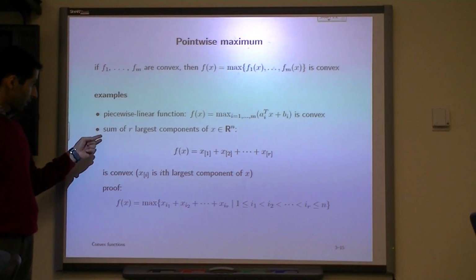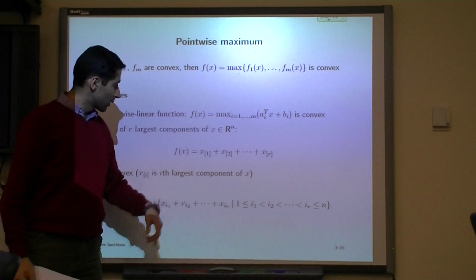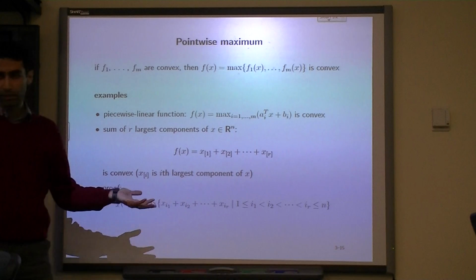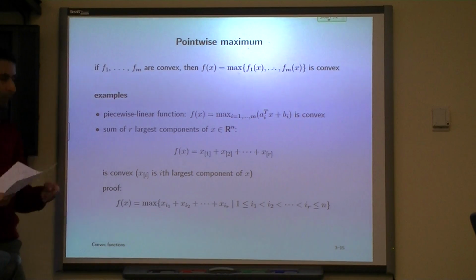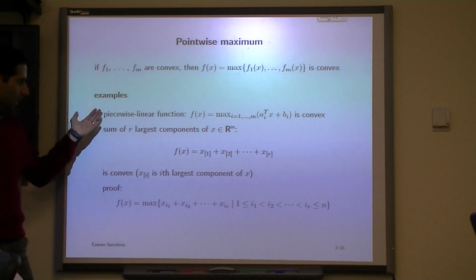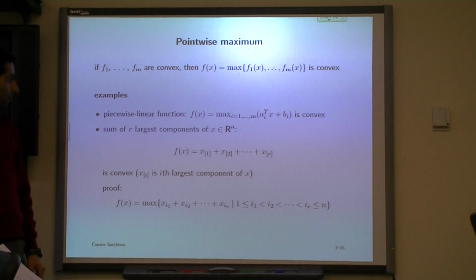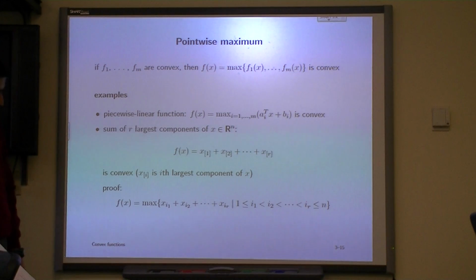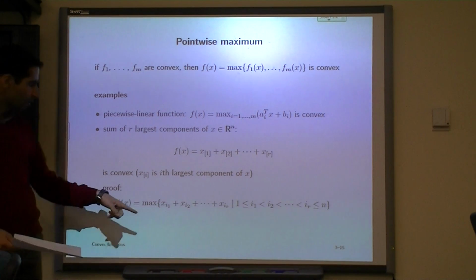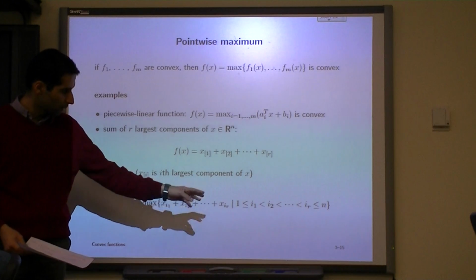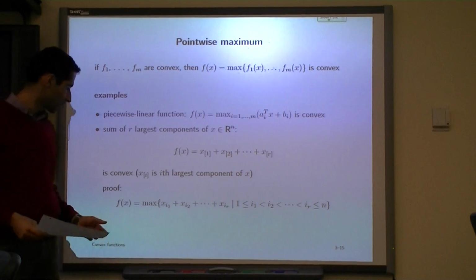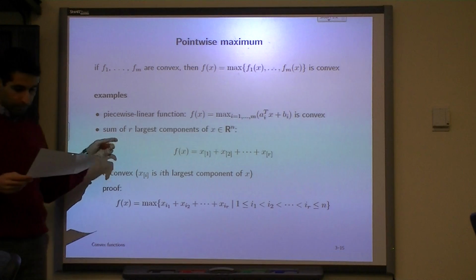And for x in Rn, if we have a function and we want to sum the, for example, five or ten largest components of that, it's convex. I think there's a short proof for that. If we have this sequence of indexes, the max of this one is convex.